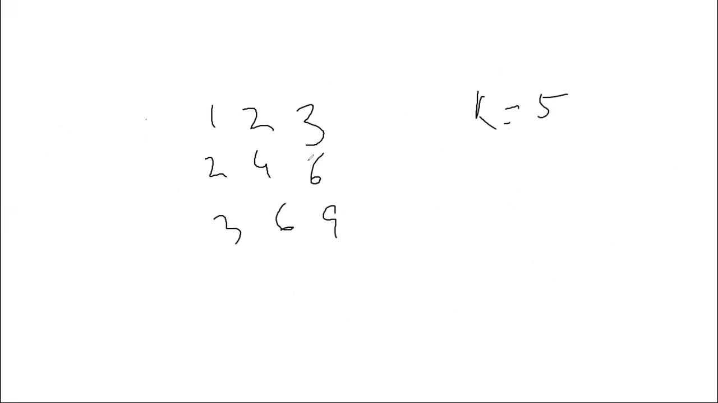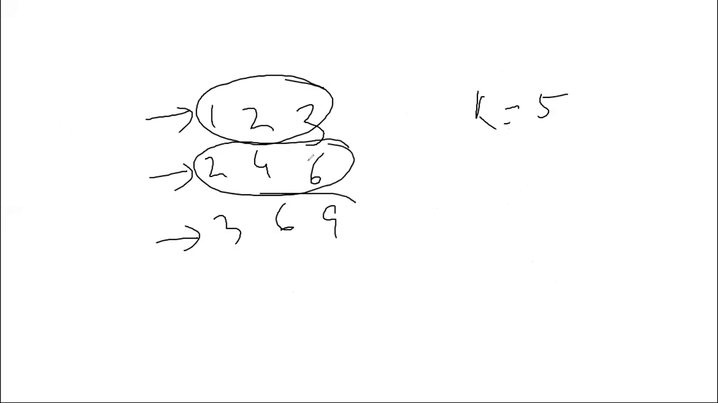Same thing. So you have, for example, 1, 2, 3, 2, 4, 6, and 3, 6, 9, and K was 5, for example. What I'm saying, this is one candidate, this is one candidate, and this is one candidate because this array is sorted, this array is sorted, and this is also sorted. So if you have solved merge sorted array, that is the approach I'm trying to use.